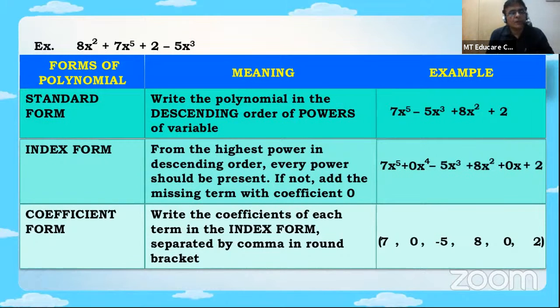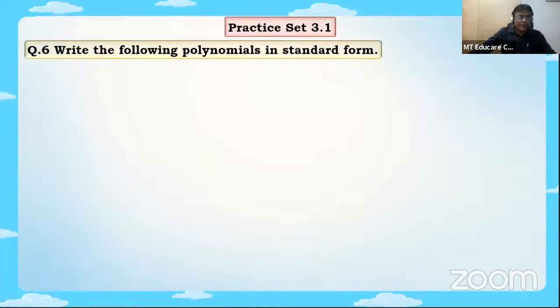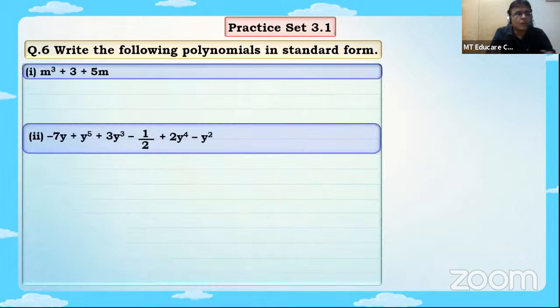Okay, can I proceed further? Yeah. Okay, let us see. So standard form, index form, coefficient form. Now let us proceed further, taking this into consideration. Write the following polynomial in the standard form. Okay, so a polynomial is given to you.